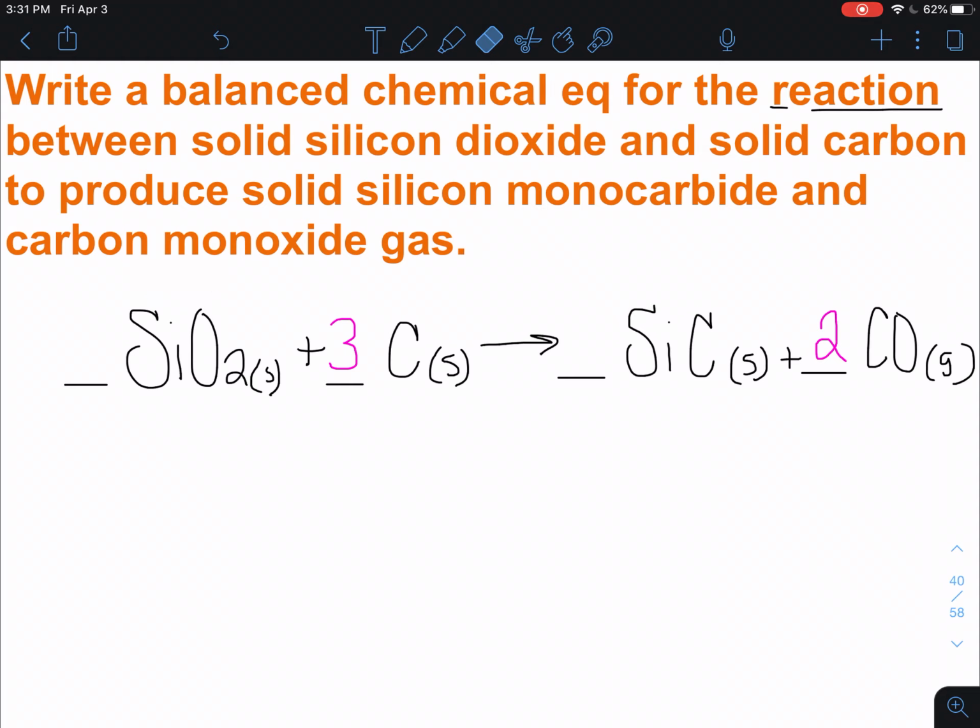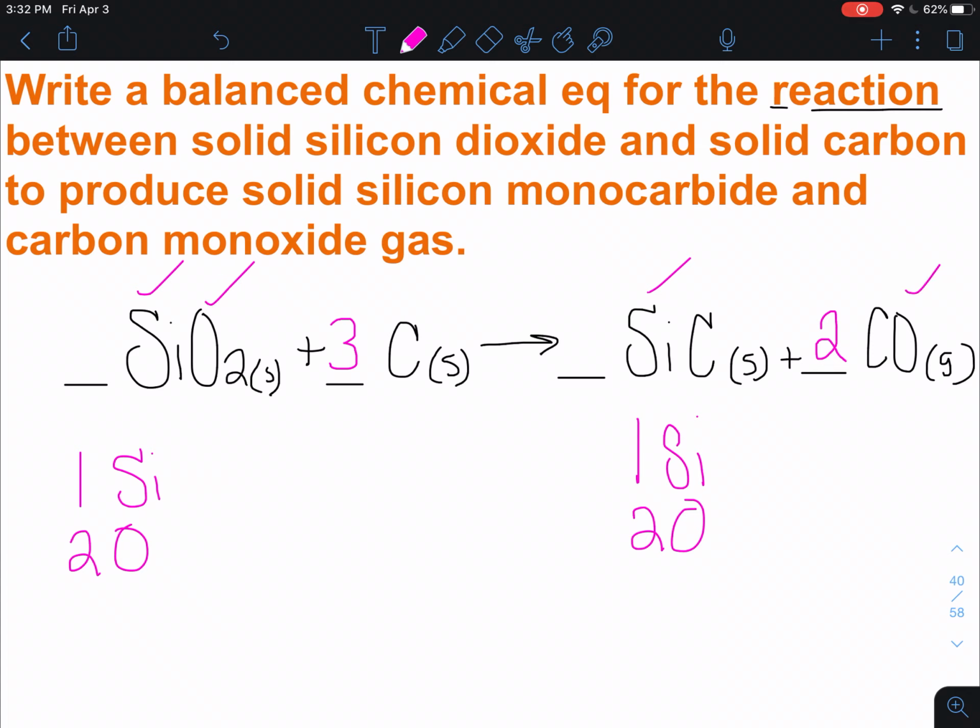So let's go through and make sure that we have everything correct. Always go back and check your work. All right, so for silicon, we have one silicon here, and we have one silicon here. So silicon is good. All right, oxygen: we have 2 oxygen on the reactant side, and we have 2 oxygen on the product side. So we're good and good. Now carbon, we have 3 carbon on the reactant side, and we have 3 carbon on the right. Check, check. All right, so that is completely balanced.